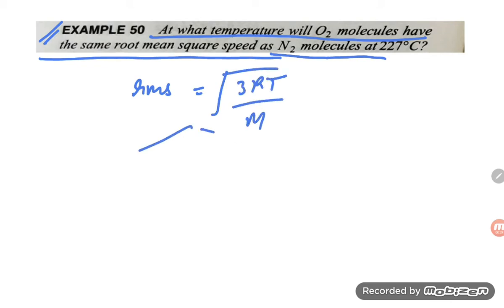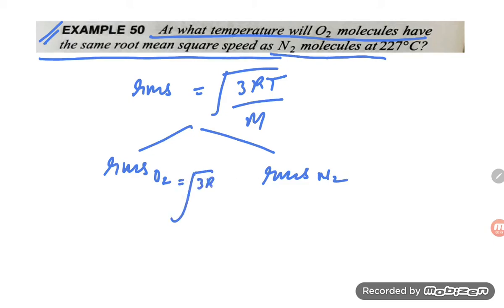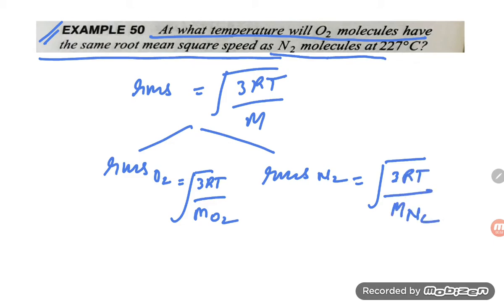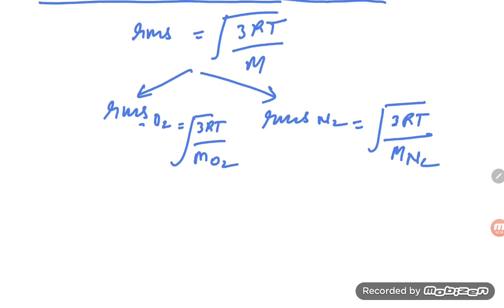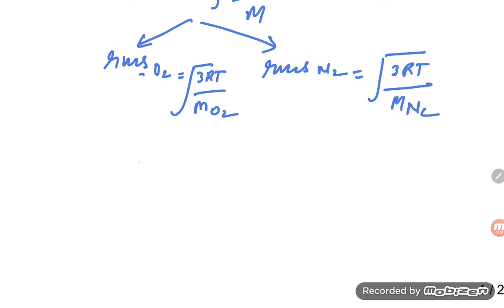So they are asking two cases. RMS if you are writing for O2, and RMS you are writing for N2. So similarly it is root 3RT by M of O2, and here it is root 3RT by M of N2, right student? So two cases are being formed here. So RMS will be the same, student.